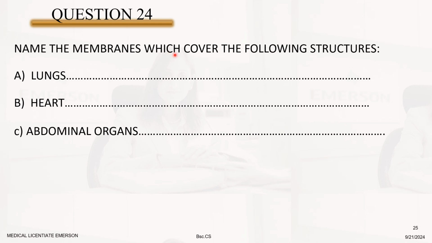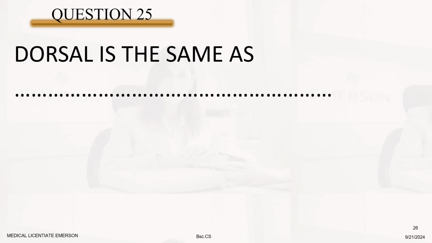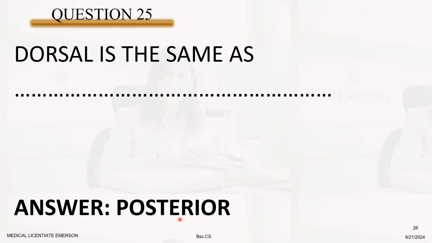Then name the membranes which cover the following structures: the lungs, heart, and abdominal organs. The one which covers the lungs is the pleural membrane. The one which covers the heart is the pericardial membrane. The one which covers the abdominal organs is the peritoneal membrane. Then dorsal is the same as dash. Of course, the answer is posterior.